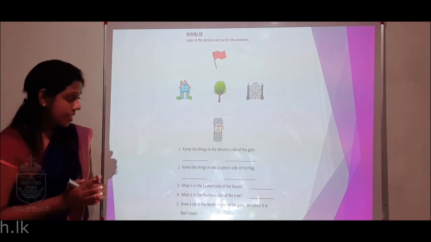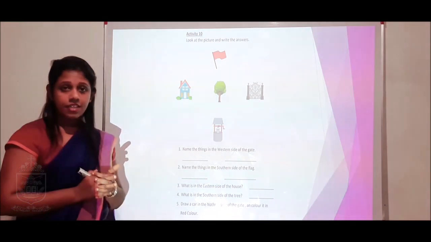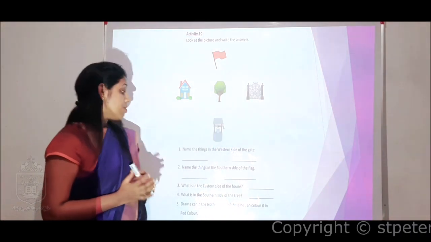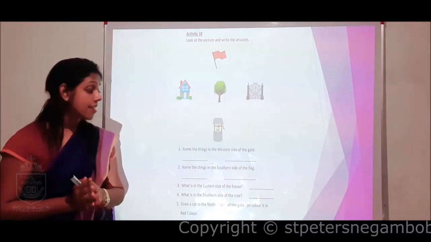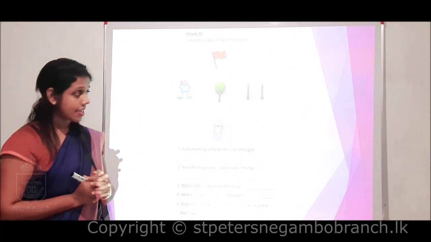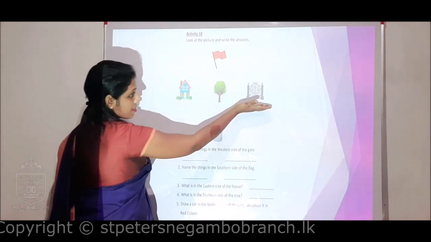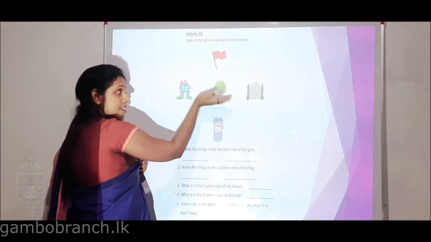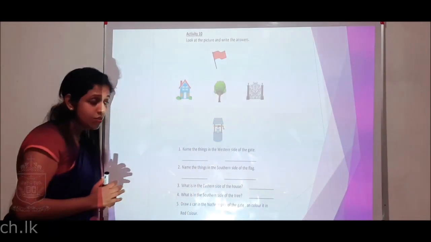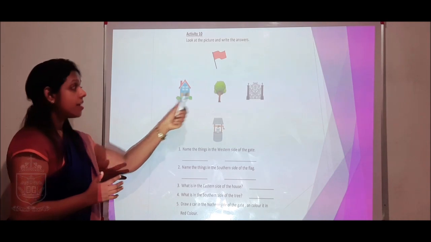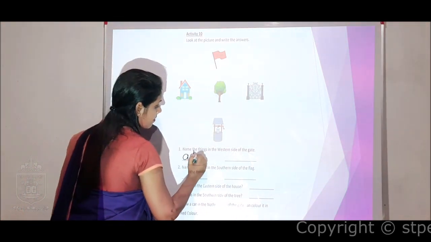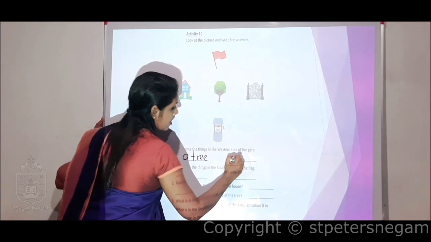So I'm going to ask some questions now. Name the things in the western side of the gate. Now where's the gate? Yeah, this is the gate. You have to name two things in the western side of the gate. So what are the two things that we can see here? A tree and a house. So you can write a tree and a house.